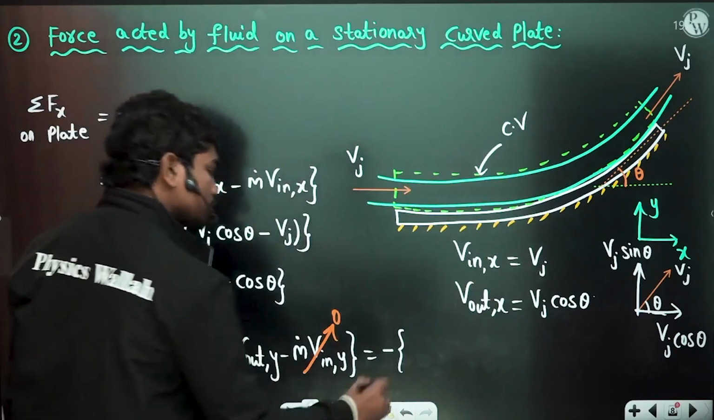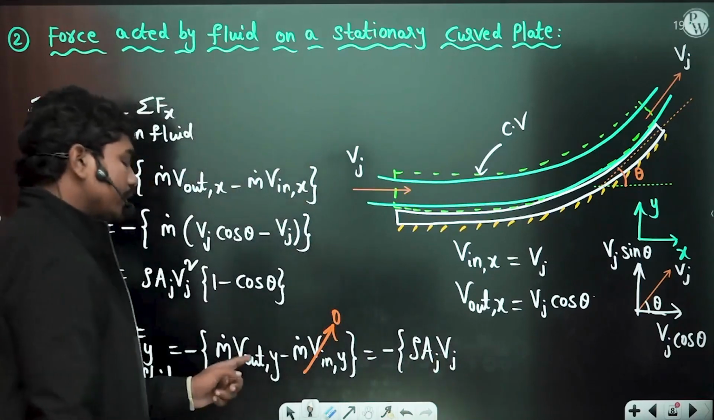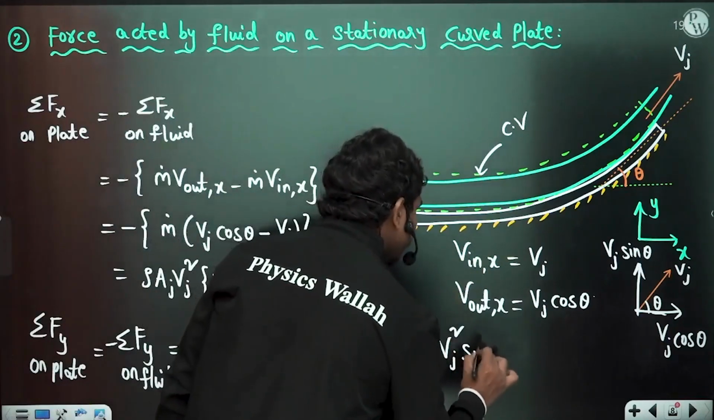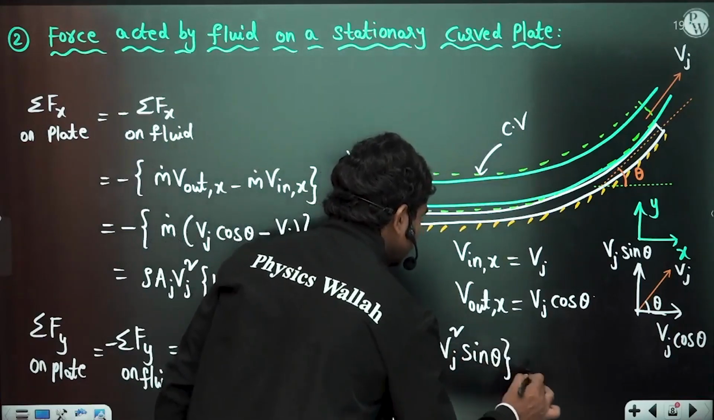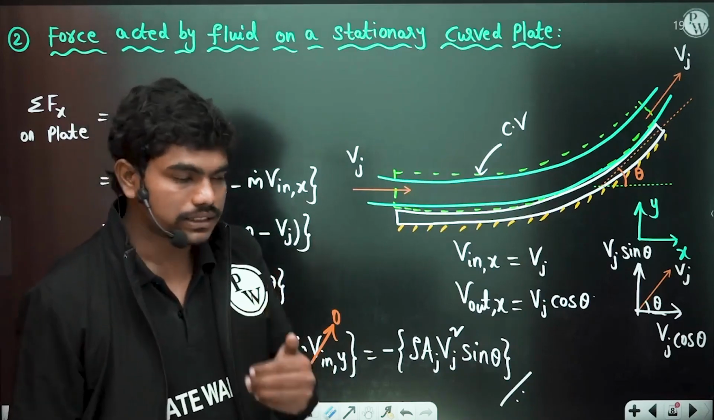So this is equal to minus m dot, which is rho Aj Vj, into V out in the y direction. At the outlet we have Vj sin theta, so this gives you Vj squared sin theta. So this is the expression for the force exerted by the jet on the plate.